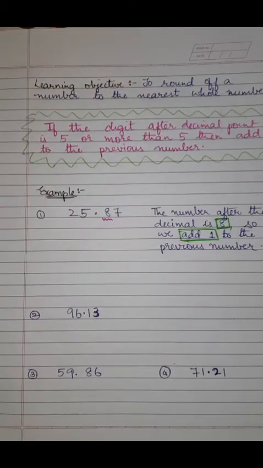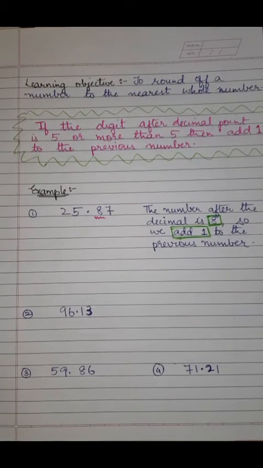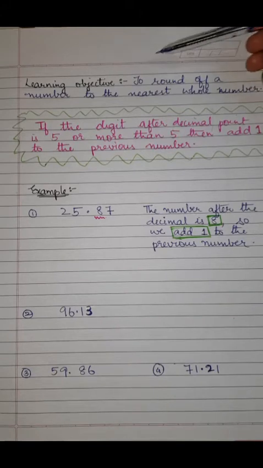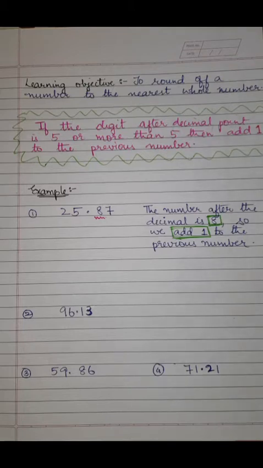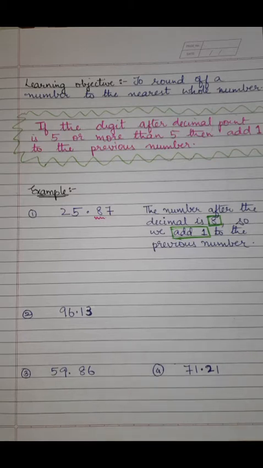Okay. Now, for our second topic of the day, our learning objective is to round off a number to the nearest whole number. Now, I'm pretty sure everyone knows what a whole number is. Can you think of whole numbers? I think 1, 2, 3, 4, all of these are whole numbers. Yes? Okay. So now you have to see how to round off a number to the nearest whole number.